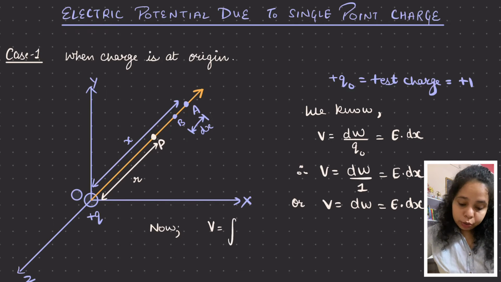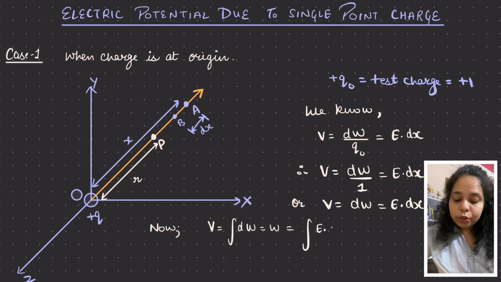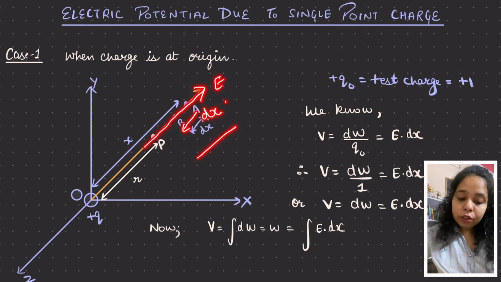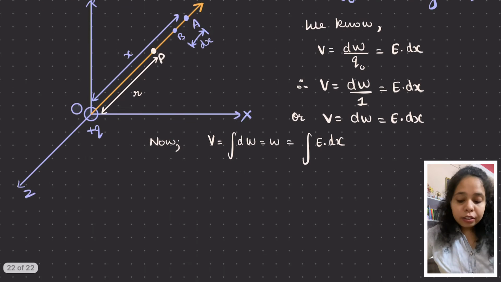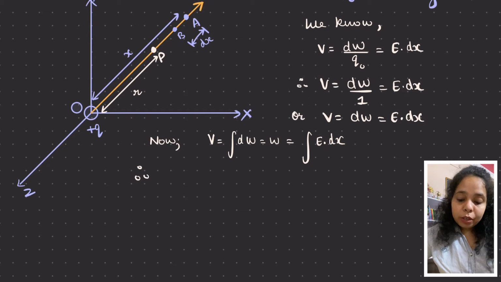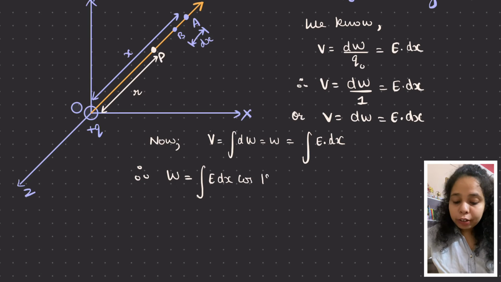Now V is equal to integral of dW. We will find the total work done, which will come out to be W is equal to integral E dot dx. Now the electric field lines are acting in the outward direction and the distance dx is in the inward direction. Therefore, E is acting in the outward direction, dx is in the inward direction, making the angle 180 degrees, anti-parallel lines. Therefore, we can say the dot product will be cos 180. So W is equal to integral E dx. Removing the dot sign, we will write cos theta, that is cos 180 degree.